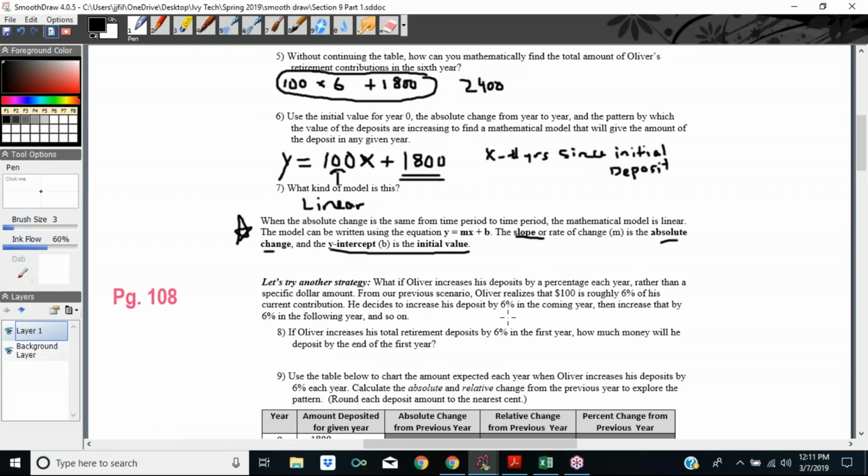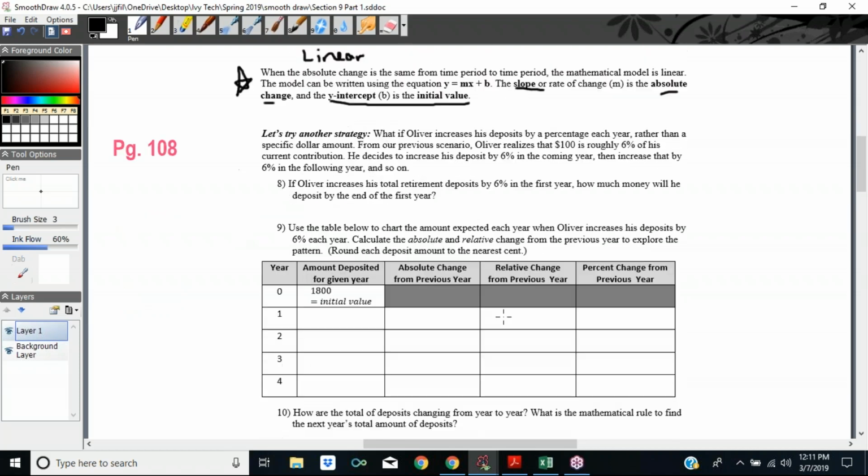Flipping the page here, it says, let's try another strategy. What if Oliver increases his deposits by a percentage each year rather than a specific dollar amount? So from our previous scenario, Oliver realizes that $100 is roughly 6% of his current contribution. He decides to increase his deposit by 6% in the coming year, then increase that by 6% in the following year, and so on. So number 8 asks, if Oliver increases his total retirement deposits by 6% in the first year, how much money will be deposited by the end of the first year?